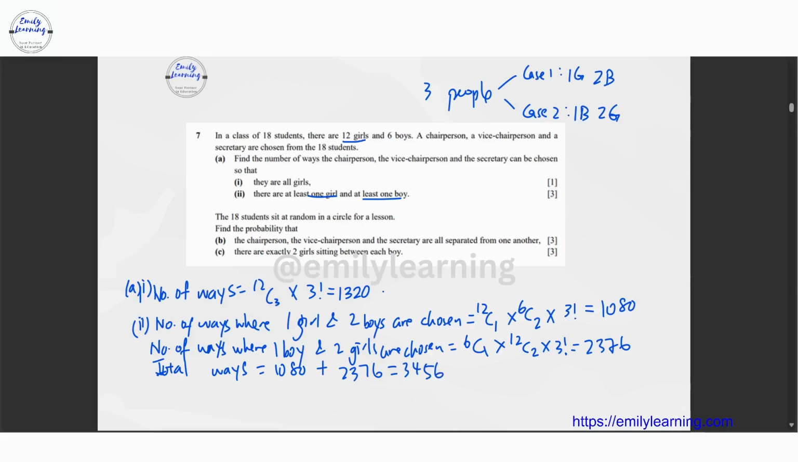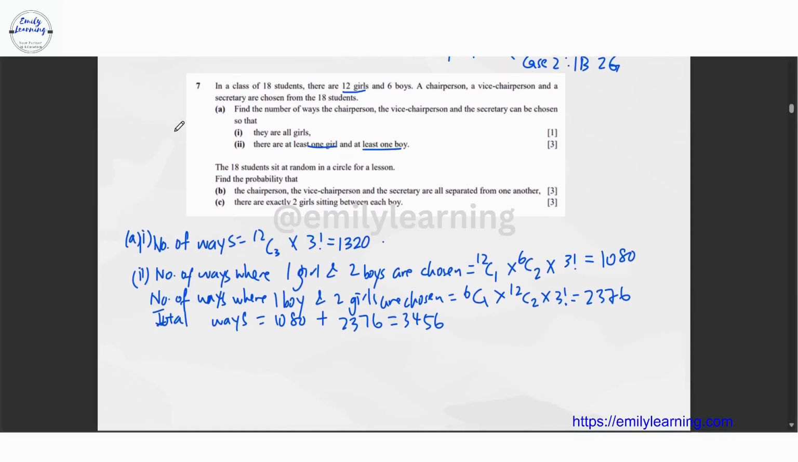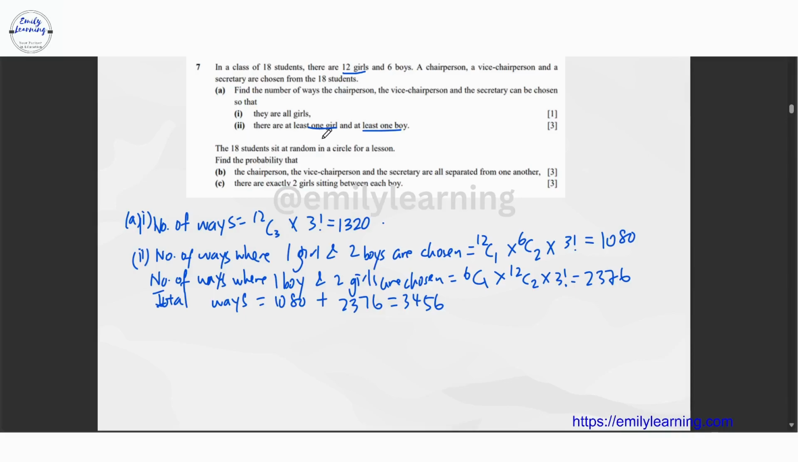Okay, next, let's move on to part B. The 18 students sit at random in a circle for a lesson. So they are going to sit in a circle. Find the probability that the chairperson, the vice chairperson, and the secretary are separated from one another. For this question, if someone is separated from others, we generally like to use the slotting method.